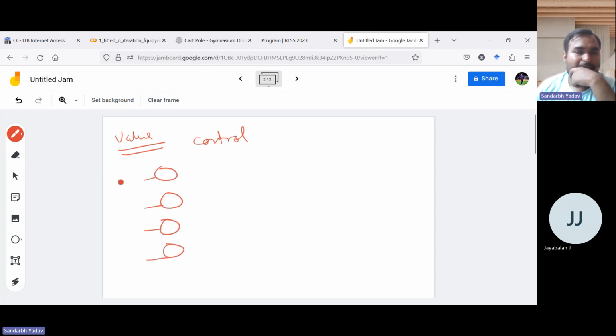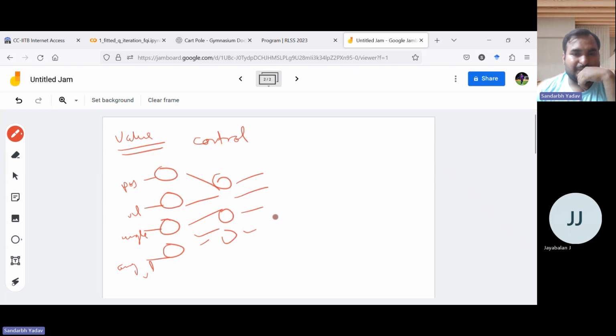These are our features: whatever position was there, velocity was there, and there was angle and angular velocity. These four are our features. And in between there are some hidden layers, with all the connections. You can think of this as our neural network. This is just for example.